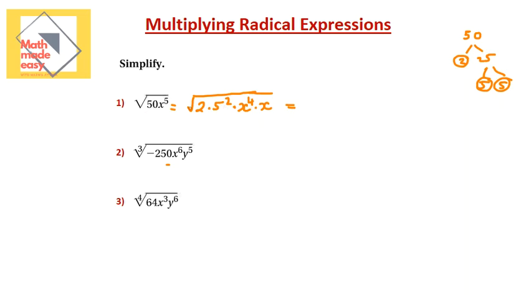5 squared is a perfect square. Square root of 5 squared is 5. X to the power of 4 is a perfect square. How do I know? 4 is divisible by 2. So when I divide 4 by 2, I will get x squared. I took that out as well. Now I'm done with these two. What about the 2? It's not a perfect square, and the x is also not a perfect square. So what happens to them? They stay where they are under the radical.